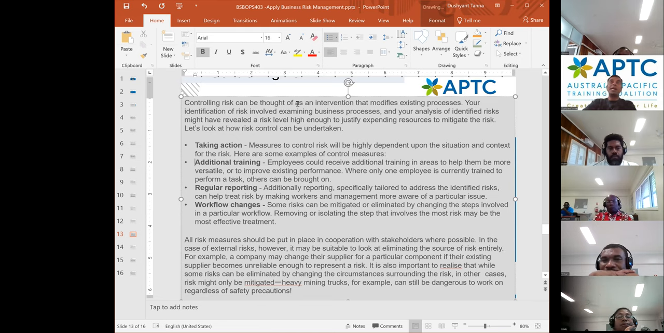Once we analyze and treat it, moving forward the employee has to be trained. So we have to tell Karina, do not leave boxes without labels. Always charge the laptop as far as possible. Always do this, like additional training, if there are blunders happening. Regular reporting, additional reporting specifically tailored to address the risk, can help treat the risk.